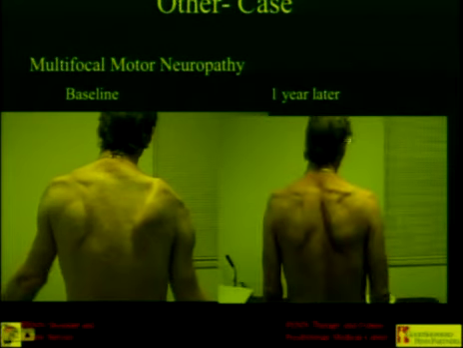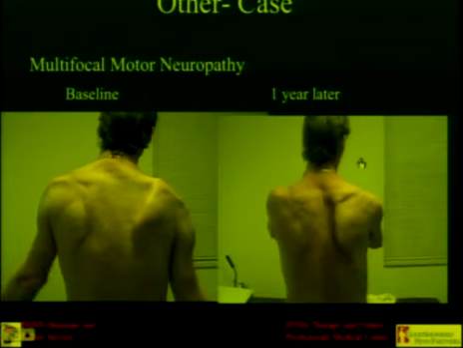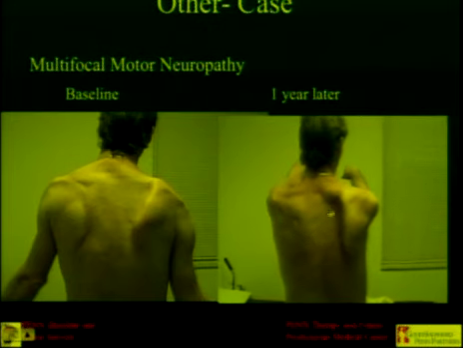Here he is 1 year later. He saw me about 8 weeks previously. He woke up, he couldn't bend his elbow or extend his wrist. He was finally diagnosed as having multifocal motor neuropathy. Here he is 1 year later from here.